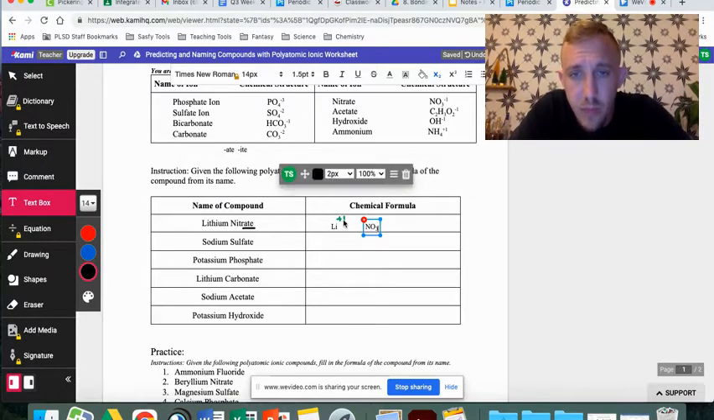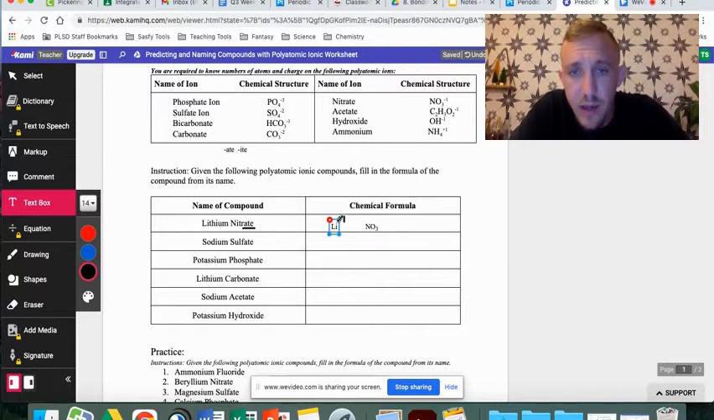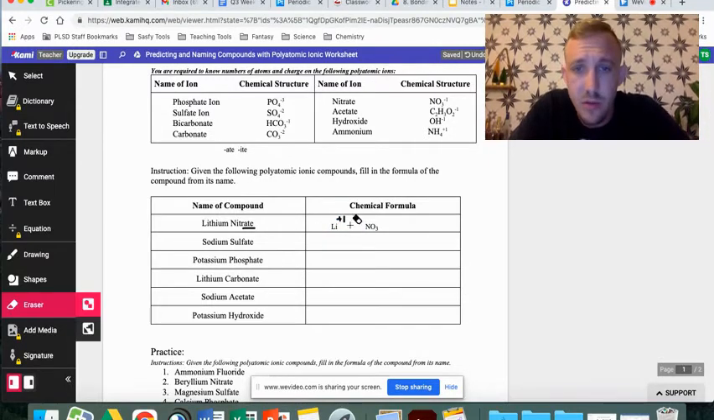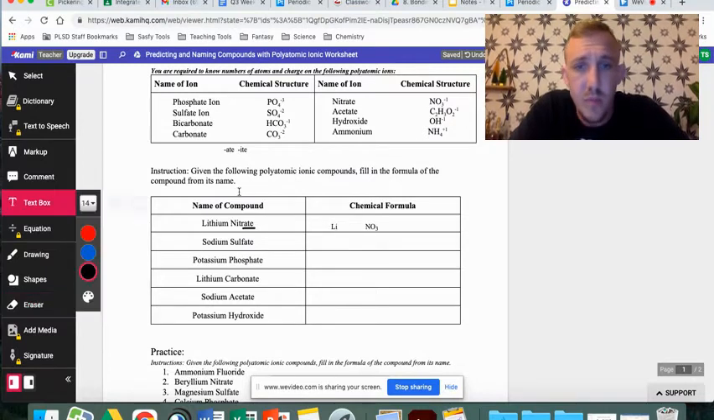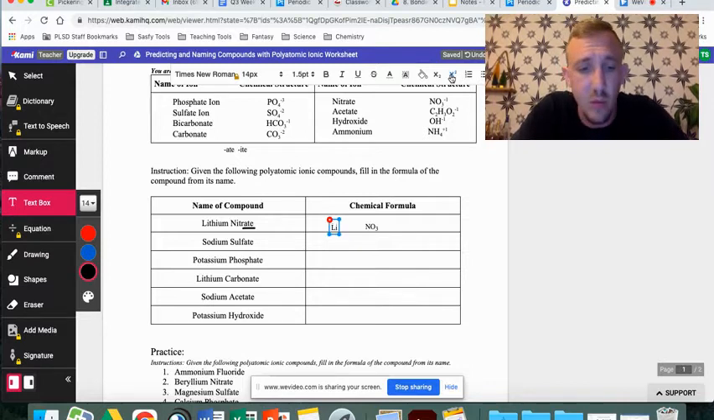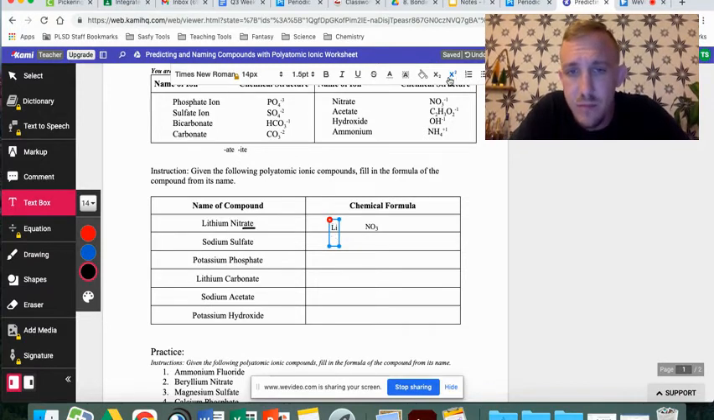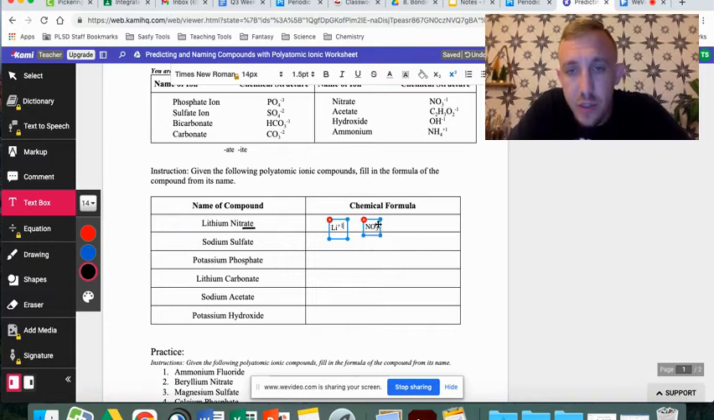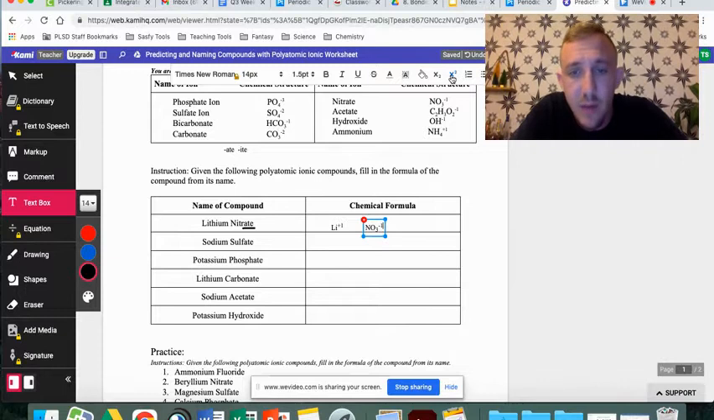All right. I'm going to go ahead and get rid of that now that I know how to. So if I go to lithium here, I'm going to go ahead and put the charge. It was positive 1. And nitrogen, or nitrate, not nitrogen, is going to be negative 1.